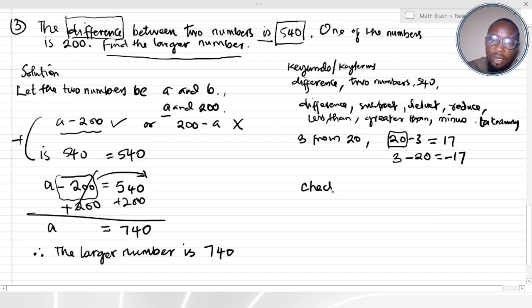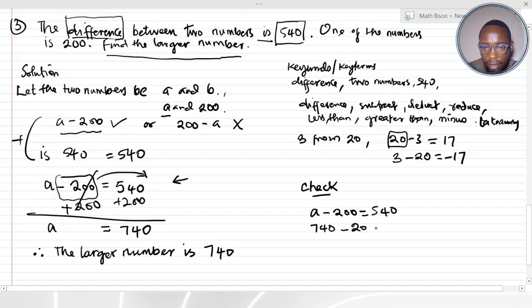Another thing you want to do to be sure that your answer is correct is to do your check every time you solve a question. Check. If the larger number is 740, now come back to this expression where you have A minus 200 equals 540. If this answer is correct, then 740 by substitution minus 200 should give 540. And as you can see, I'm having 540 on the left and 540 on the right. There's a balance. Left hand side equals right hand side.